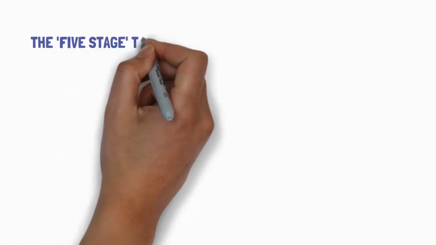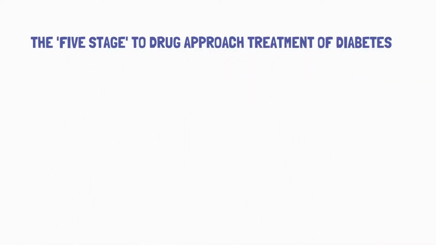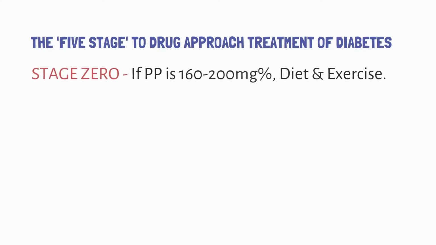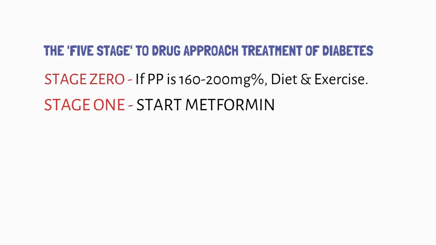In practical approach, we can simply understand this with the 5-stage drug approach to treatment of diabetes. As age advances, beta cell function decreases, and requirement of anti-diabetic drugs, initially insulin, later goes on increasing. The drug treatment moves through 5 stages.